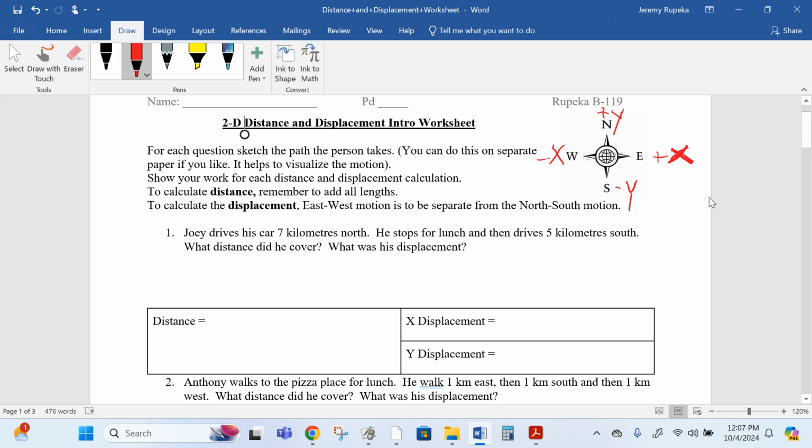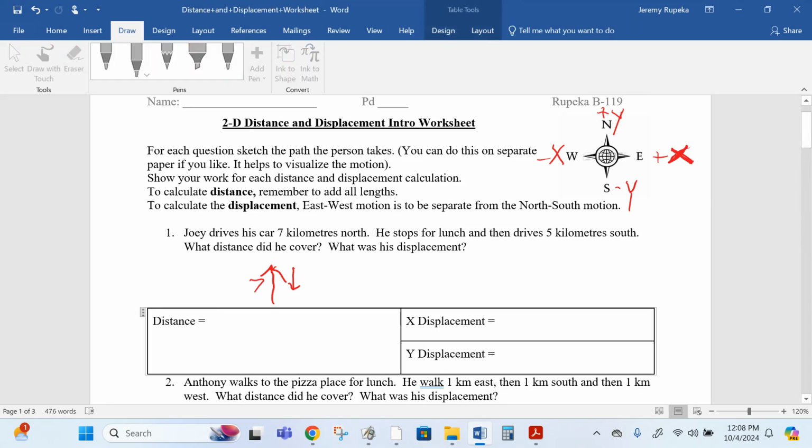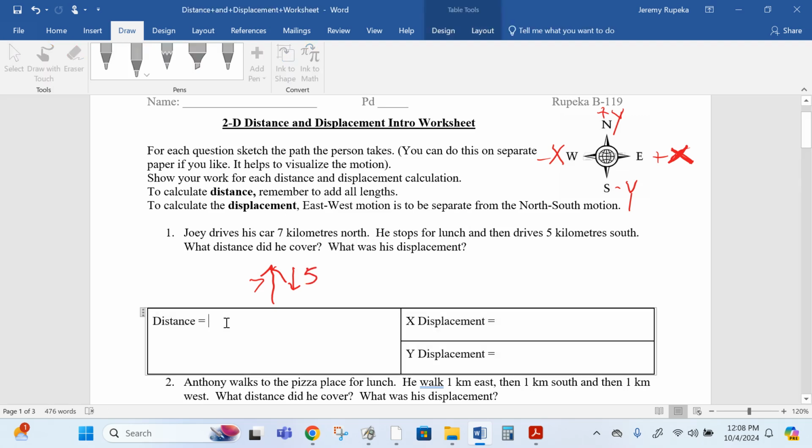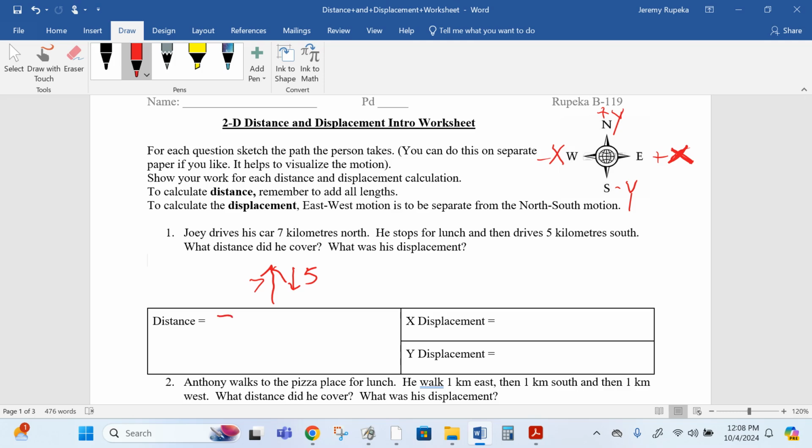So if I travel 7 kilometers north, I'm going to draw a little line straight up and label that as 7. Then stop for lunch, turn around, and go 5 kilometers south. This is the same type of problem that we've done already. Distance is just found by adding. Sorry, I never labeled that. For distance, I take 7 and add 5, and that gives me a total of 12 kilometers.